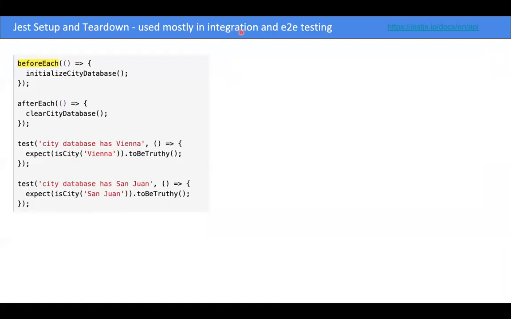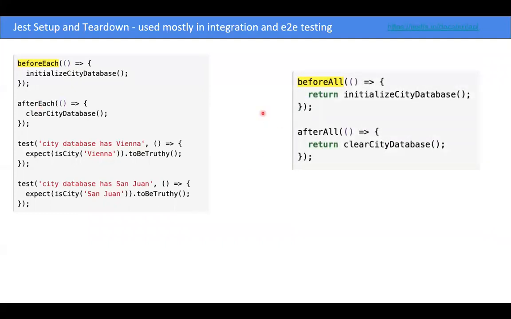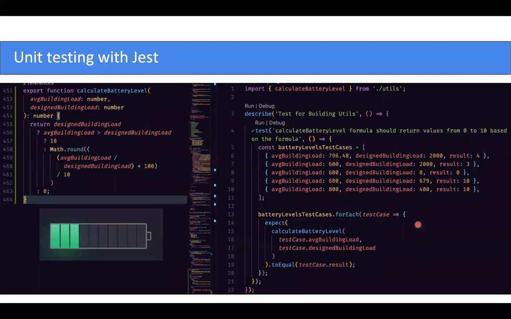Now, for the setup and teardown, which are used a lot in integration and end-to-end testing, you'll use, like I showed earlier, beforeEach and afterEach functions, and you can initialize a database, you can create some mocks and so on, whatever is needed in your test. And in afterEach, you will clear those dependencies. BeforeAll is similar, and afterAll is also similar, but they run only once per describe block.